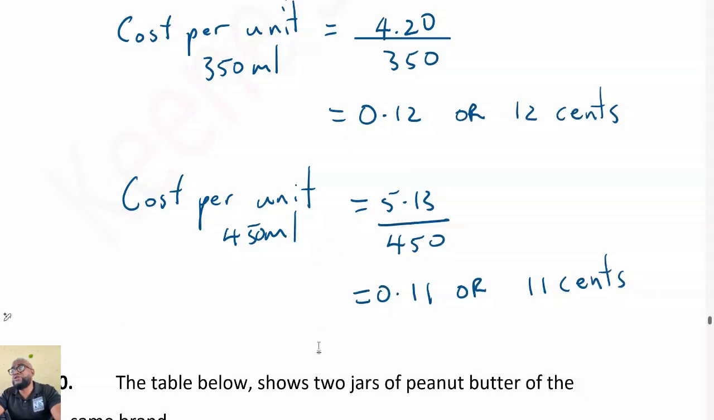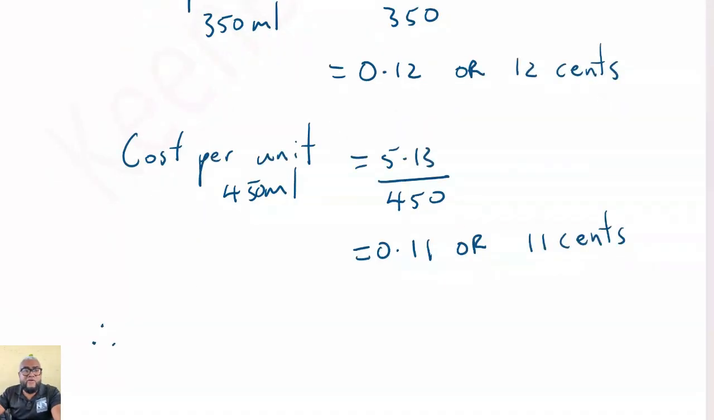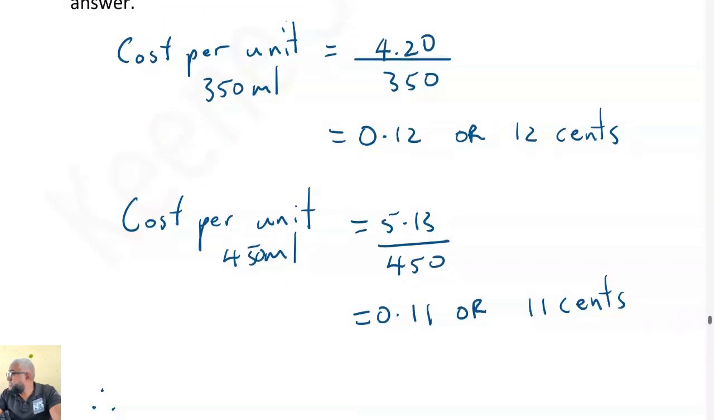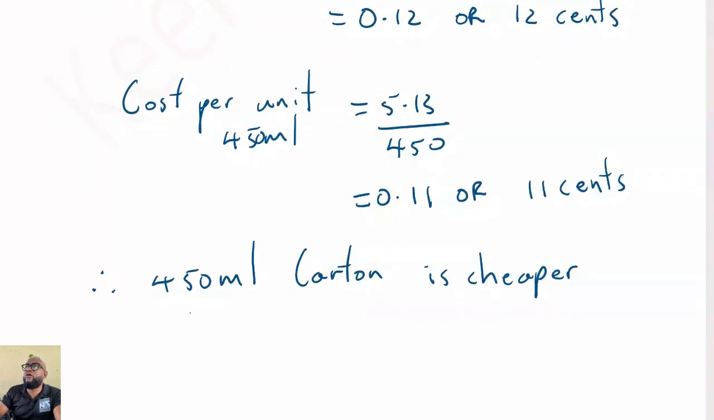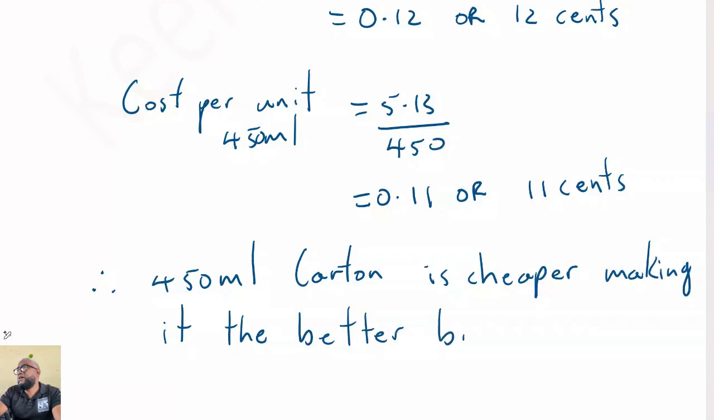So which one is the better buy? Which one is cheaper? Therefore, the 450 ml carton is cheaper, which means, therefore, cheaper, making it the better buy. Okay?